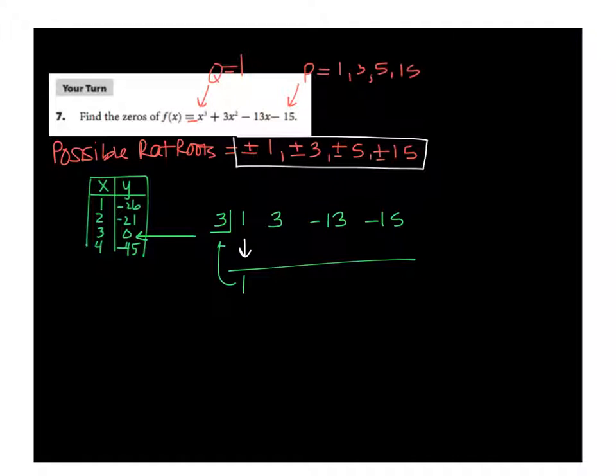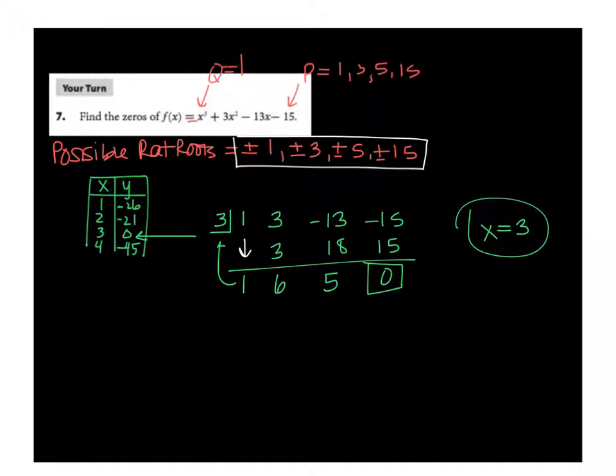And then we're just going to multiply and add. So 1 times 3 is 3. Add together, I get 6. 6 times 3 is 18. Add together, I get 5. 5 times 3 is 15. Add together, I get 0, which proves that that is a solution. So one of my zeros is 3. And I can go ahead and list that one off to the side so I don't forget it. Because this is an x to the third, I know I should have 3 roots total. So we're going to keep going and see if we can find the other roots.